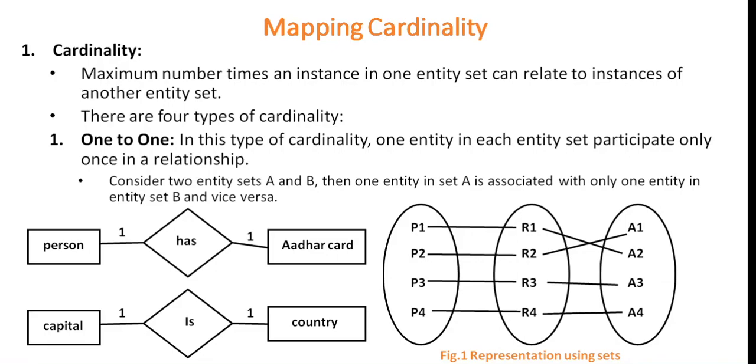Okay, so here you can see P1 has relationship R1 with Aadhaar card A2. P2 has relationship R2 with Aadhaar card A1. Similarly, P3's relationship is R3 and it is connected to Aadhaar card A3. Okay, see, a one-to-one connection is there, no sharing. One person has only one Aadhaar card and one Aadhaar card belongs to only one person. So this is how one-to-one mapping cardinality can be shown.